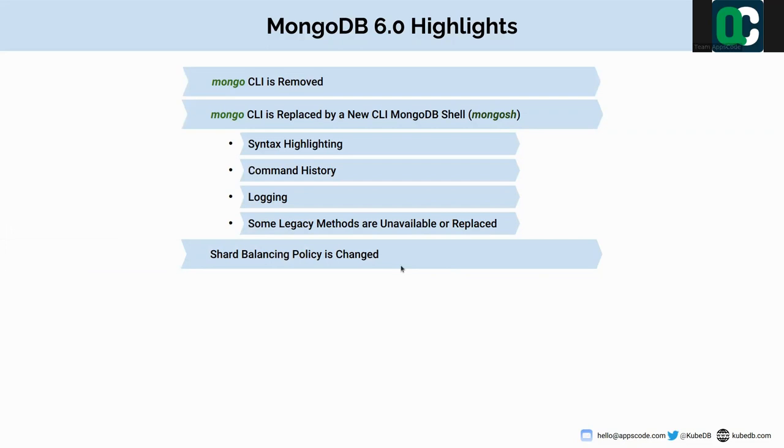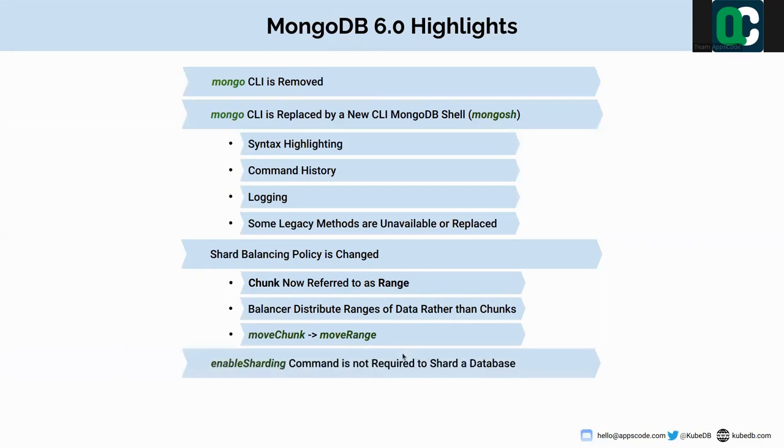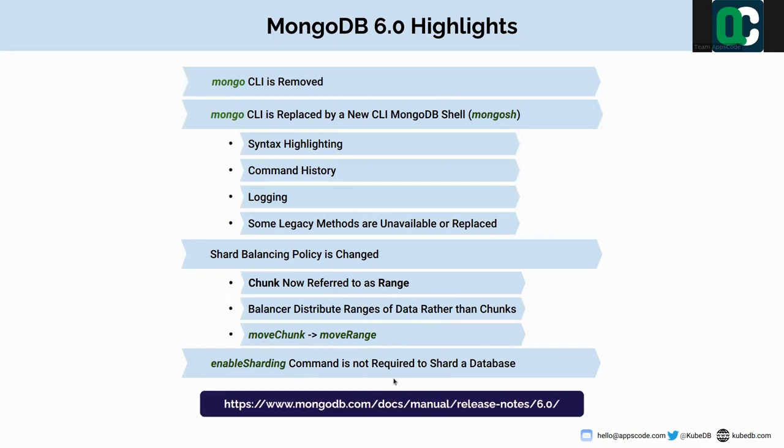Also, the shard balancing policy is changed. Now, shard balancer chunks are called ranges, and the balancer distributes ranges of data rather than chunks. The moveChunk command is now renamed to moveRange. Also, the enableSharding command is not required for sharding the database. Previously, if you wanted to shard a specific database, you had to use this enableSharding command. But from this new version, by default, sharding is enabled for all the databases. If you want to learn more about this MongoDB 6.0 release, you can follow the release note via this link.